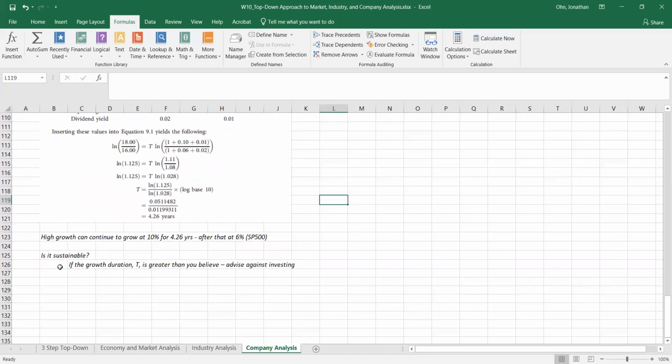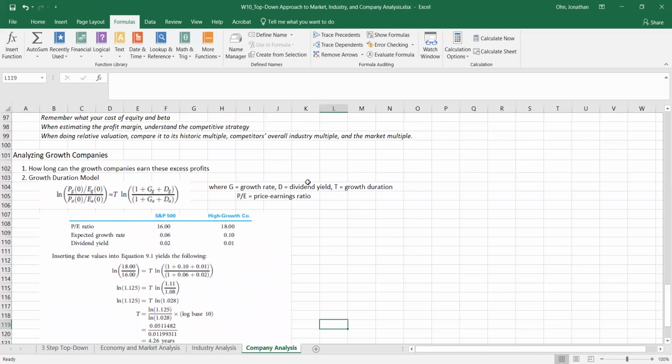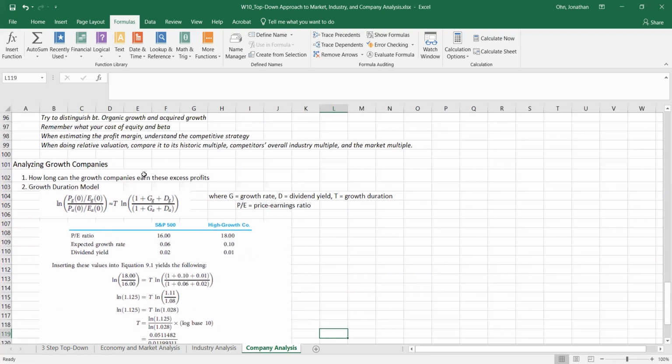Is this sustainable? If the growth duration is greater than you believe, then you advise against investing. So this is one quantitative method that answers this question: how long can the growth company continue this high growth? Yeah, in this case, 10%.